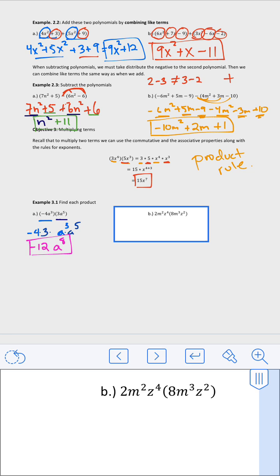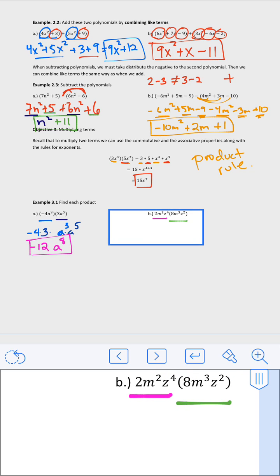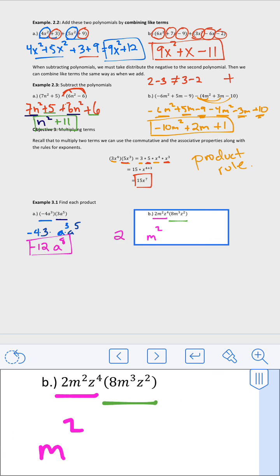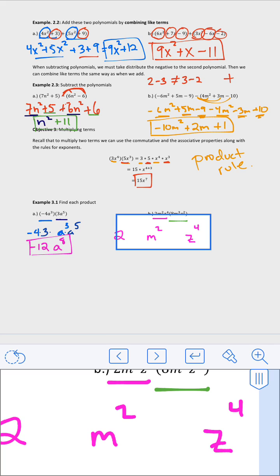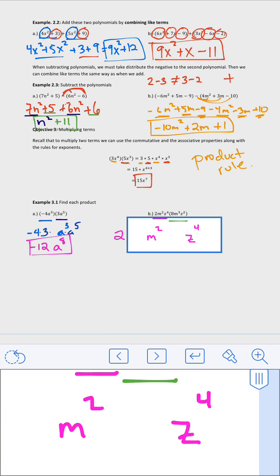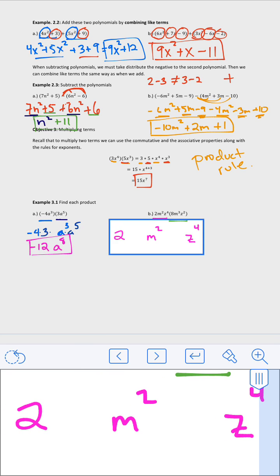All right, so I'm going to rearrange this. I've got this first term here and this second term here. I'll split it up by number. So 2, and then I'll put the m's together, and I'll put the z's together, right? Remember, I want to split it up by things I can actually use product rule on. I can't combine m squared and z to the fourth, right? Because those are not the same base. They must have the same base. So it's kind of a like term situation, but not really the same, because it doesn't need to be the same exponent, it just has to have the same base.